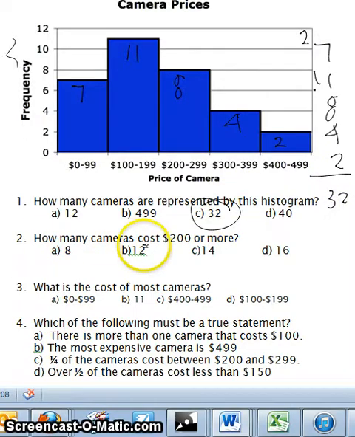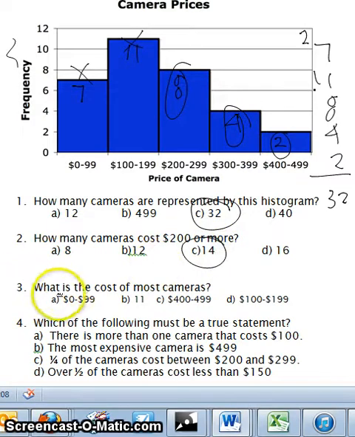Number 2, how many cameras cost $200 or more? 200 or more. So that would mean the ones in this column don't qualify because they cost less than 200. The ones in this column don't qualify because they cost less than 200. But these guys cost between $200 and $299. They cost more than 200. So do these, and so do these. So I'm going to add up the cameras in each of those categories. 8 plus 4 is 12, plus 2 is 14 cameras.